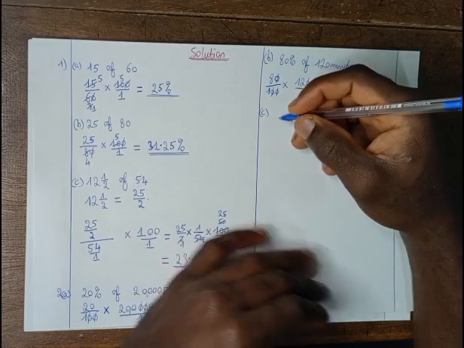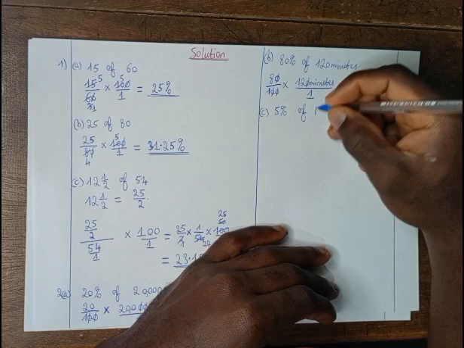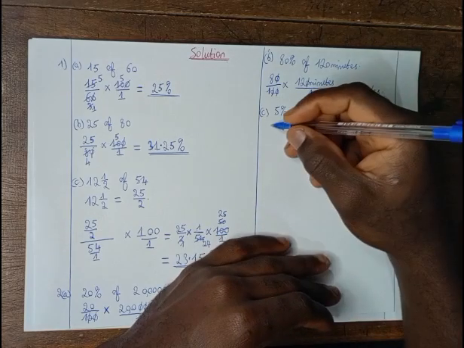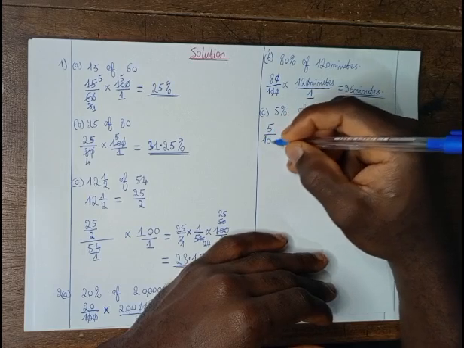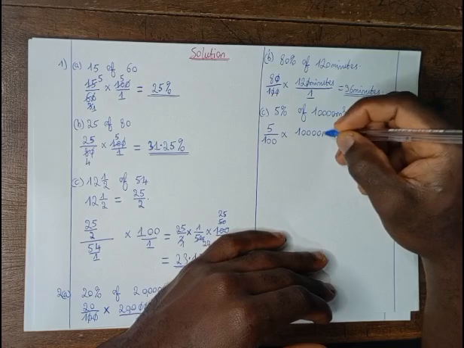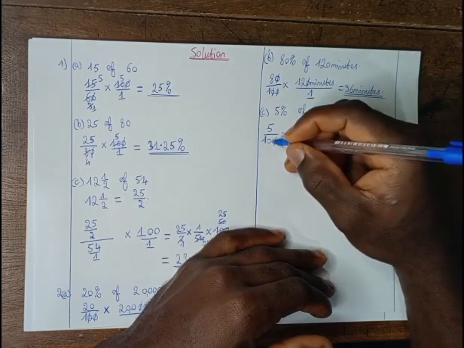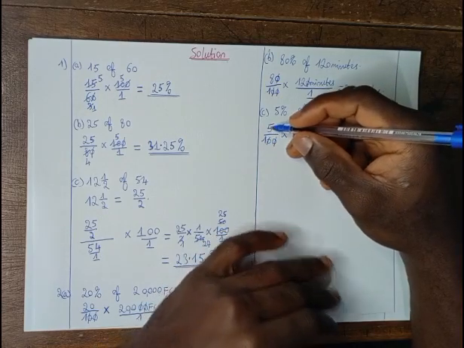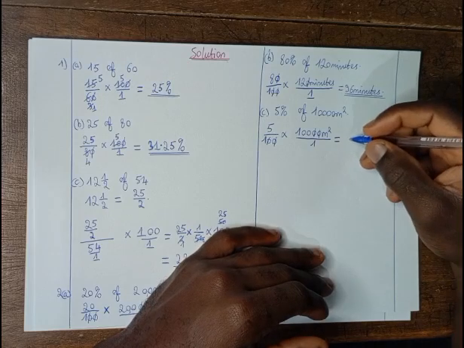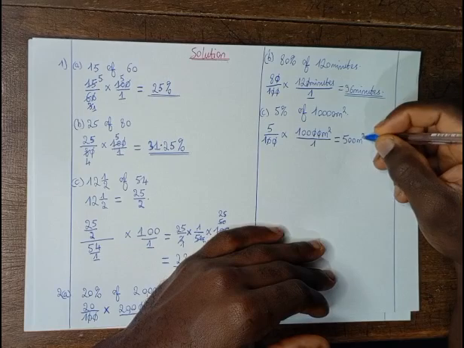Go to C. In C, we have 5% of 10,000 meters squared. This will simply give us 5 over 100 times 10,000 meters squared over 1. We know these two zeros, we strike these two zeros here. We'll be left with 5 times 100 meters squared. This will simply be equal to 500 meters squared.